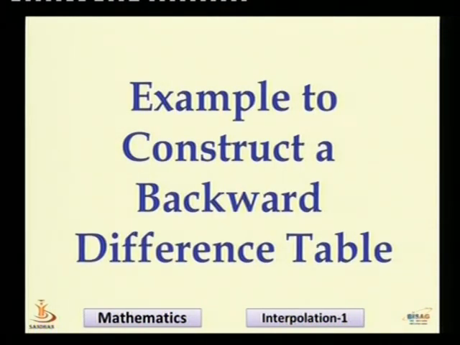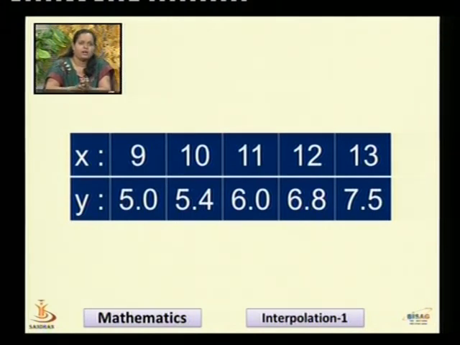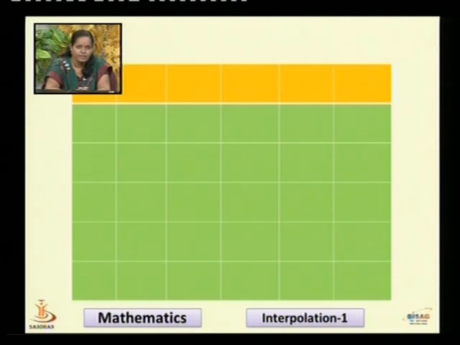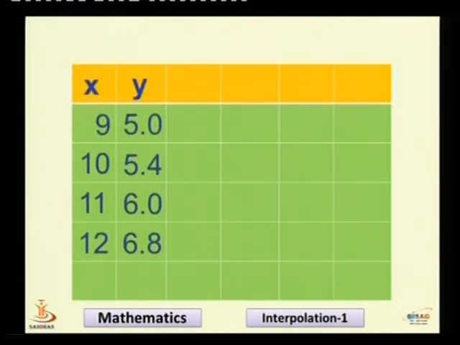Now, an example to construct a backward difference table. Let us take as an example 5 tabular points, with the x values given as 9, 10, 11, 12, 13, and the corresponding y values as 5.0, 5.4, 6.0, 6.8 and 7.5. Let us now see how to construct a backward difference table for this particular example. So, let us write down the given values in tabular form.